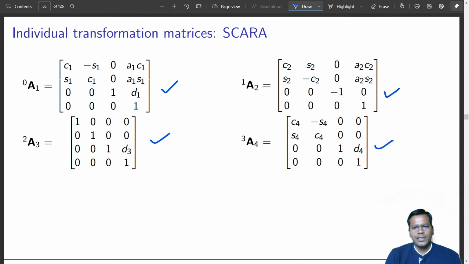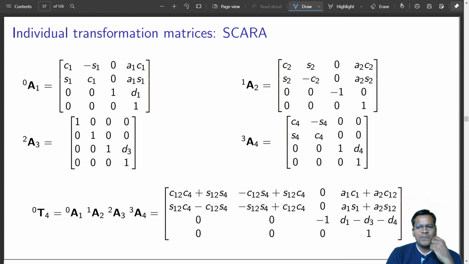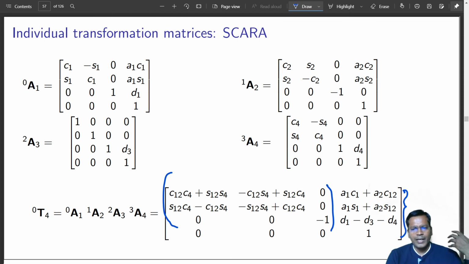Done. Once this is done, you get the final end effector pose given by these last 3 elements, and the orientation like this. So quickly you can verify at least a few things. What it says is the Z location of the end effector is D1 minus D3 minus D4.